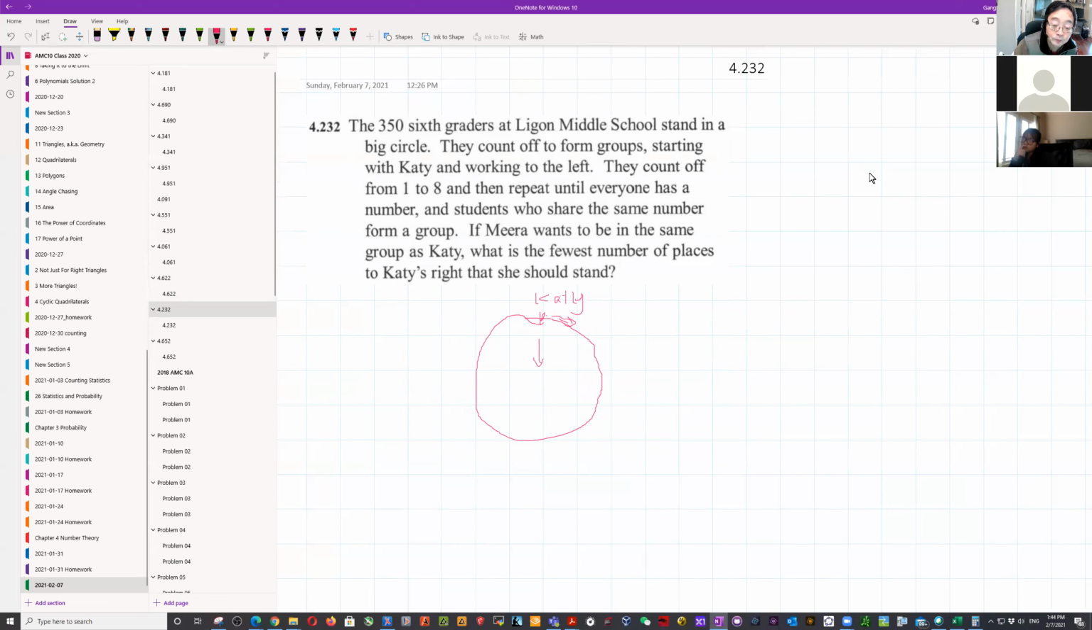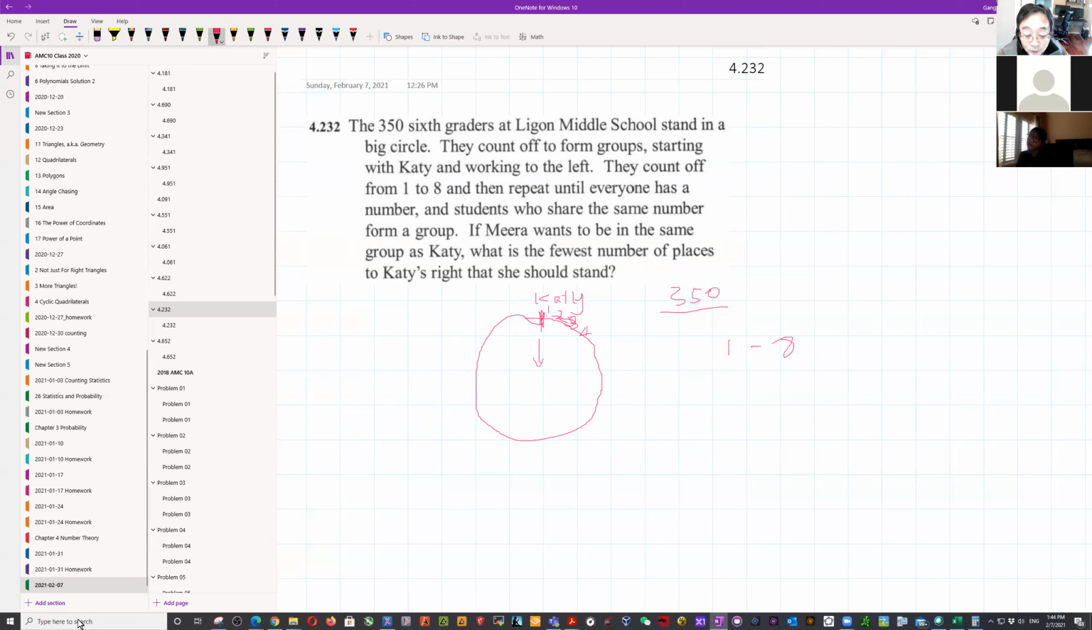Yeah, so basically, Katie counts 1, the next person will count 2, the next will count 3, and the next will count 4. So basically, you have 350 people. After making a circle, everyone will have a count, and the count will be from 1 to 8. You can be any one of those numbers, and anyone with the same number will be in the same group.